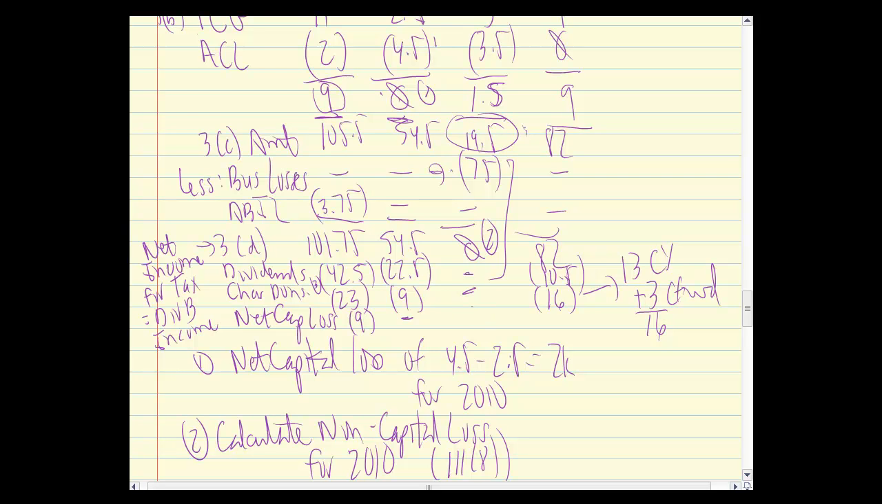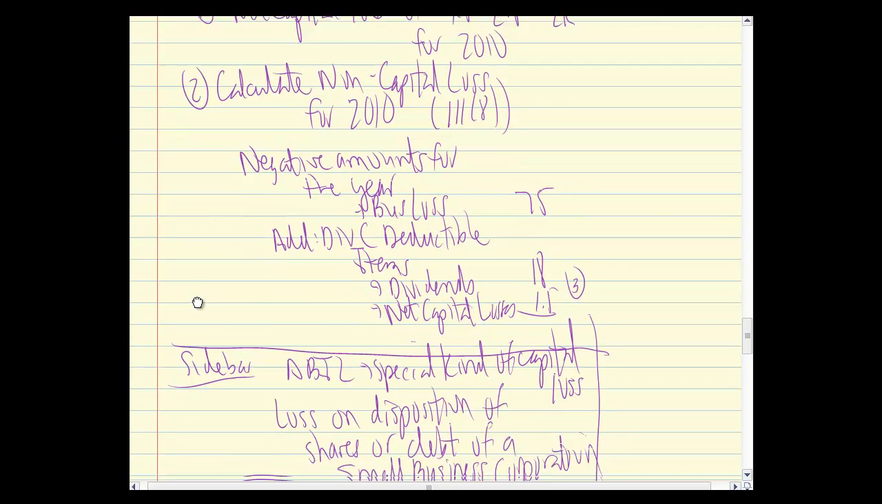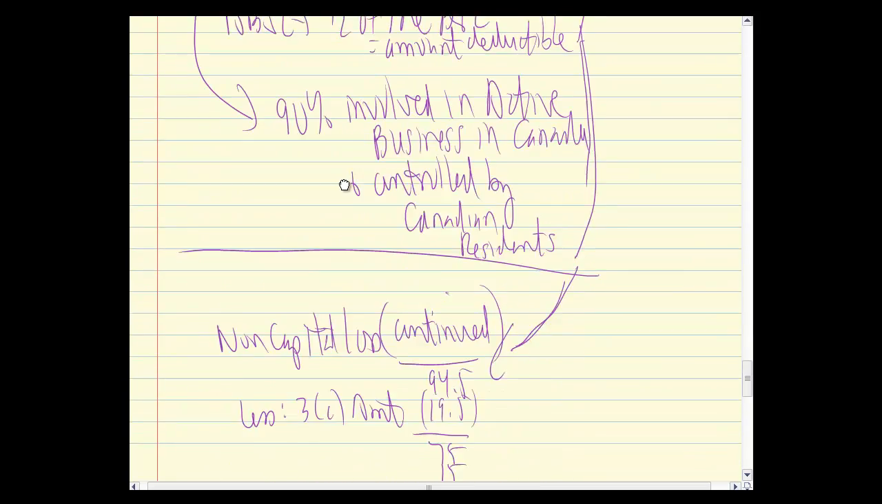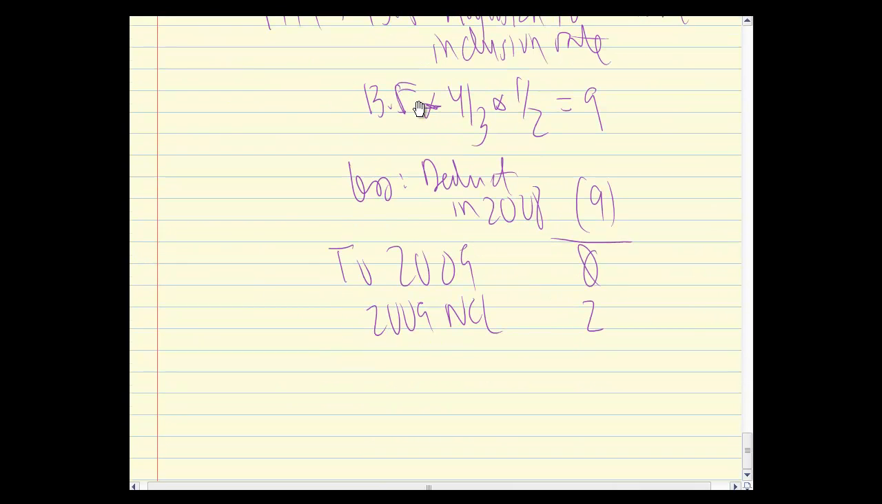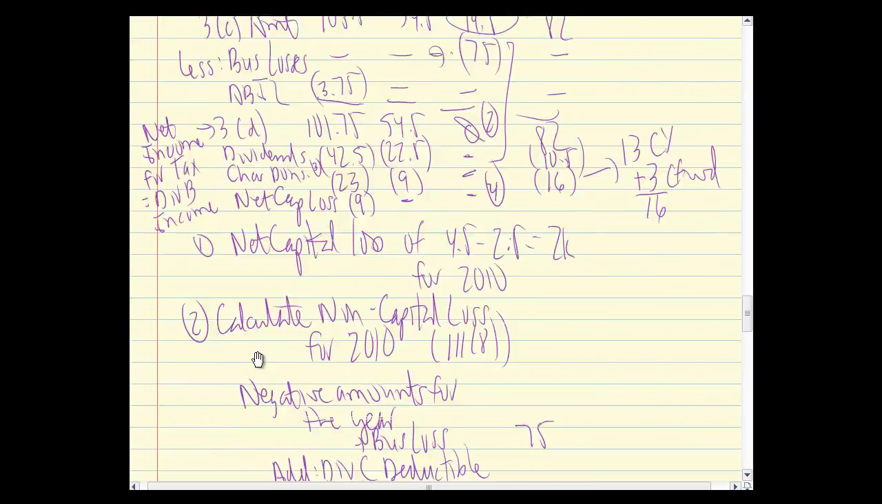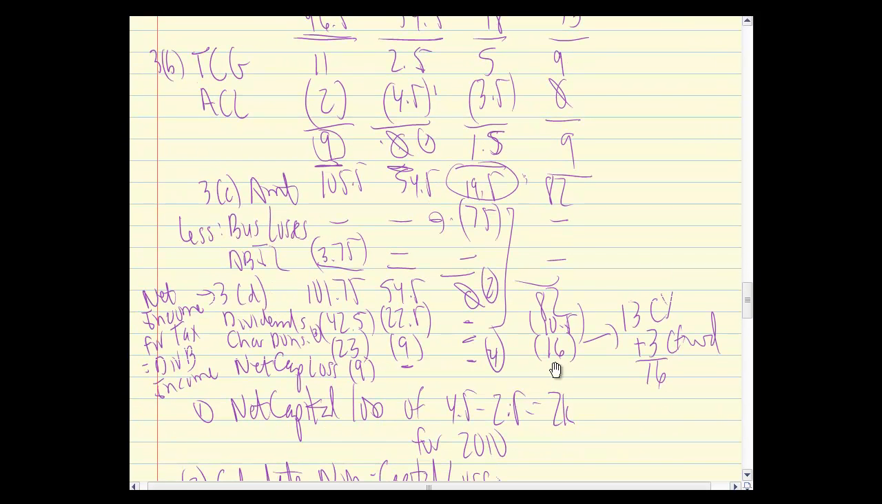Because what we did was we actually took that loss here, right? Right here. So that 1.5, we took the net capital loss by adding it to the non-capital loss calculation. So we have to take out that here. So 1.5 claim in 2009 to 2010, 0.5, right? And then basically for 2010, you're going to go 0.5, right? So what you're going to do is you're going to take $500 off in 2005, the remainder.